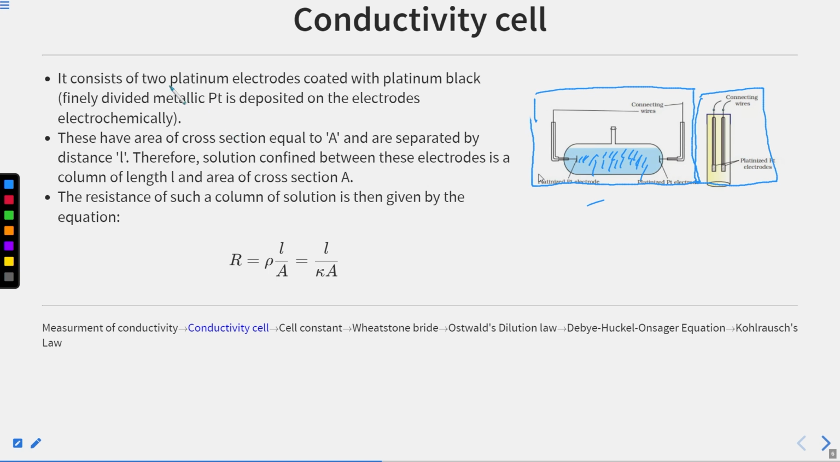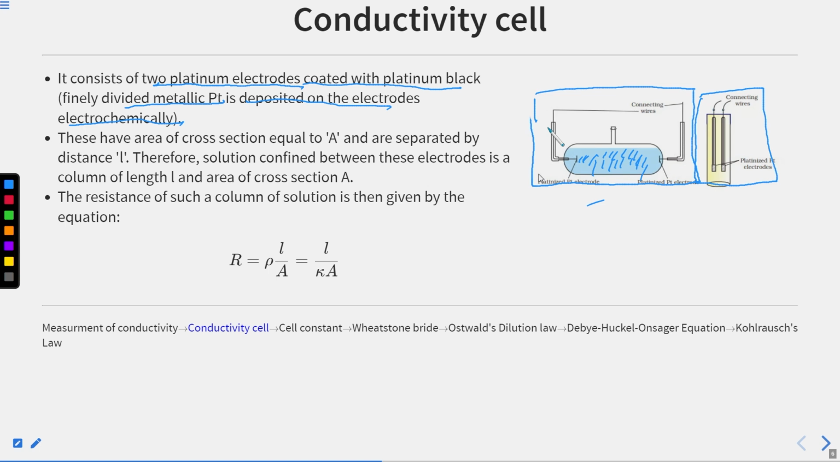It is written about them that there are two platinum electrodes coated with platinum black, which is finely divided metallic platinum deposited on the electrode electrochemically. So what we are doing is taking a platinum electrode and coating it with platinum black. It is a variant of platinum only.